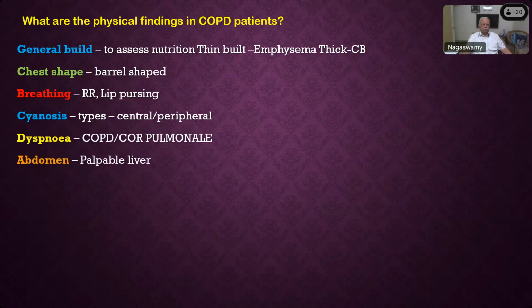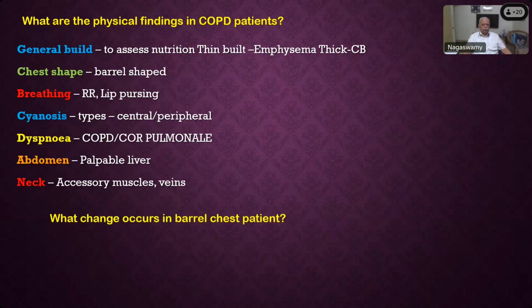Patients may have dyspnea in COPD and cor pulmonale. If you palpate the abdomen, they may have a palpable liver if cor pulmonale and right heart failure have already developed. You may see accessory muscles working in the neck, and the neck veins will become more prominent. So what changes occur when you say a person's chest has become barrel shaped? What is the normal shape of the chest and what is the change that occurs in the barrel shape?